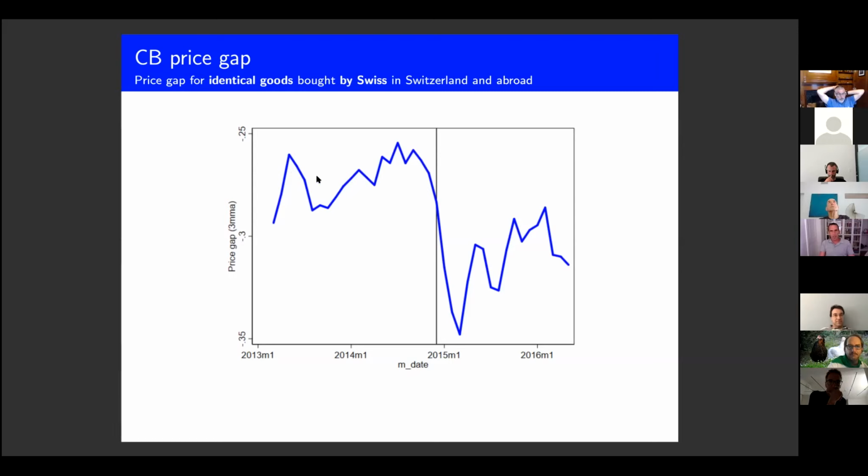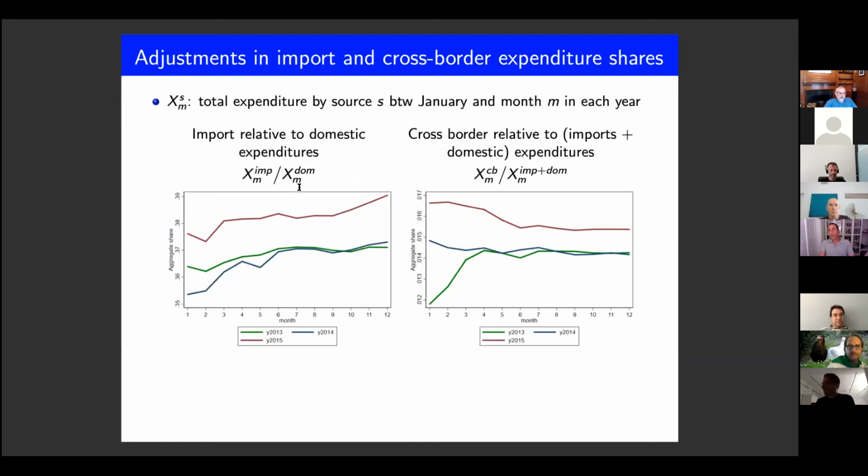Everybody that goes to Switzerland knows that Switzerland is very expensive. That's why Swiss, especially those close to the border, do a lot of shopping across the border. But the price gap fell by a lot after this appreciation. Now, what we're going to look at is what are the implications for quantities. So we're going to look at expenditures, prices times quantities.